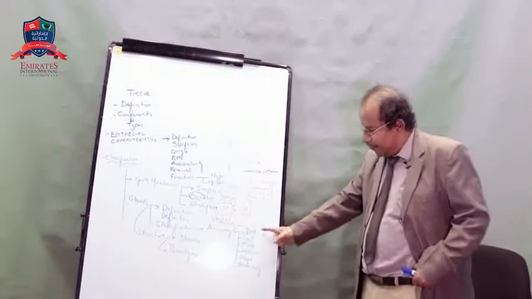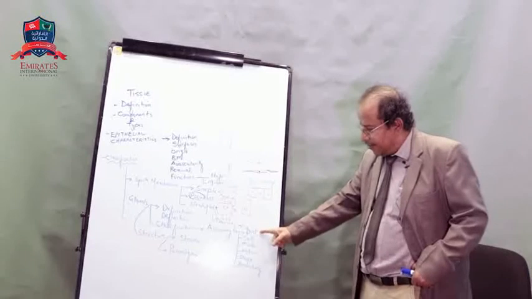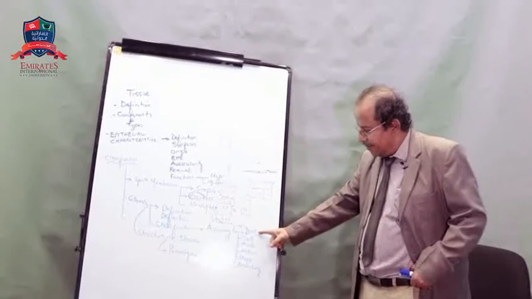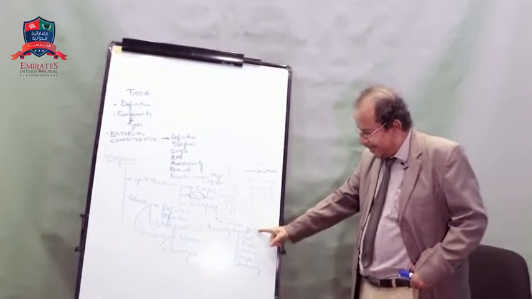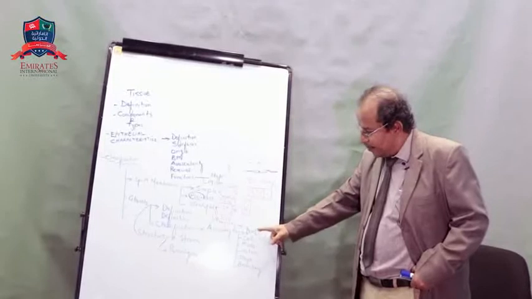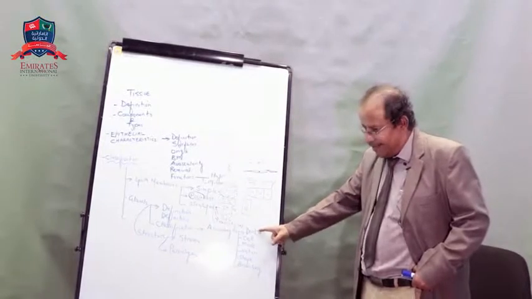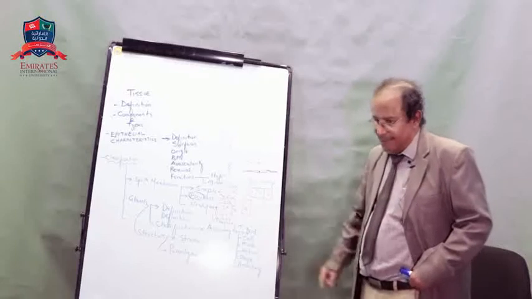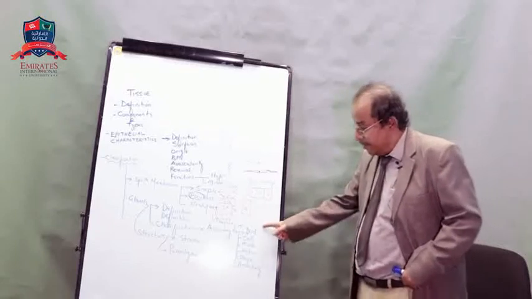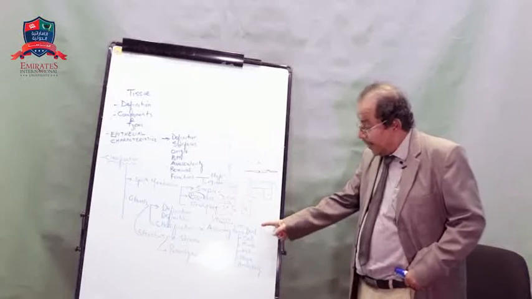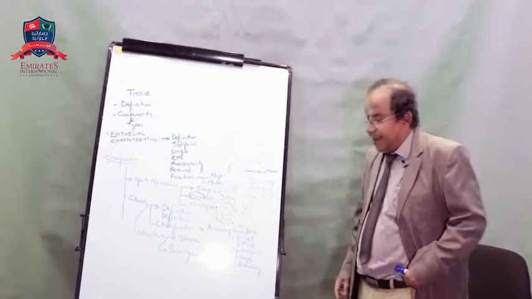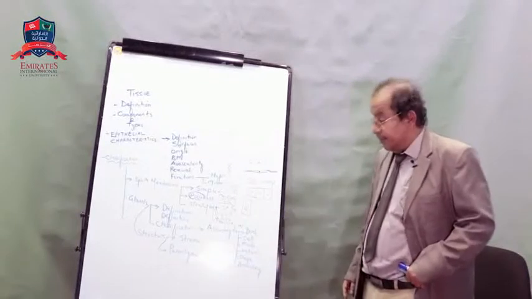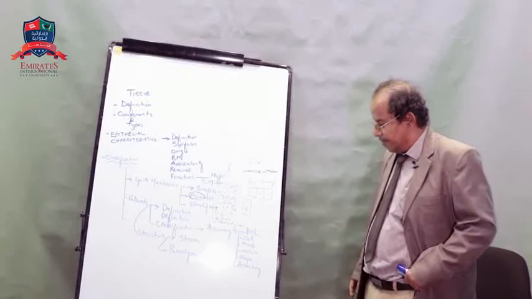Therefore, according to the presence or absence of duct, there are some organs or some glands which are both exocrine and endocrine. An example is the pancreas. Pancreas is exocrine because it secretes enzyme. It is endocrine because it secretes insulin, for example.